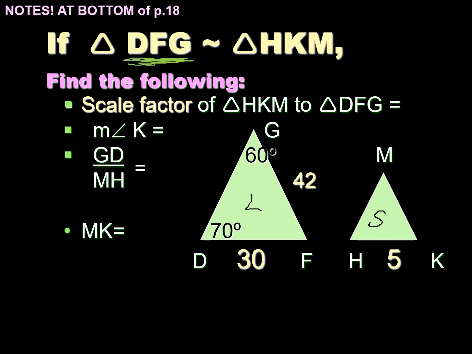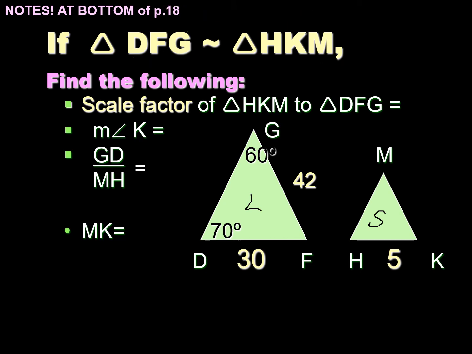DFG is stated to be similar to HKM. That means when they write it out in those terms, and we didn't talk about this earlier, we should have, D, and this is at the bottom of your notes, D does match up with H. When they write it out like this, those parts go together. F goes with K, and G goes with M. So D with H, G with M, F with K. So they're turned the same way. So that's going to help us knowing that feature.